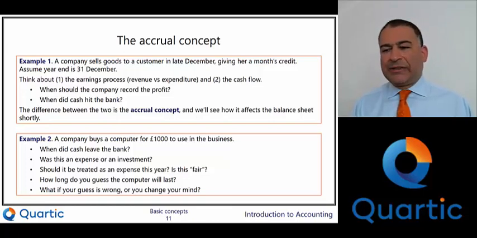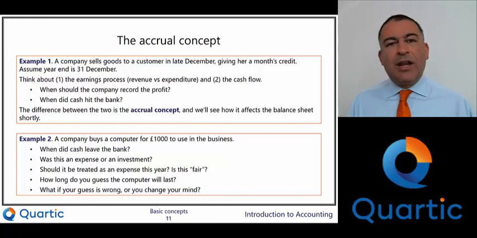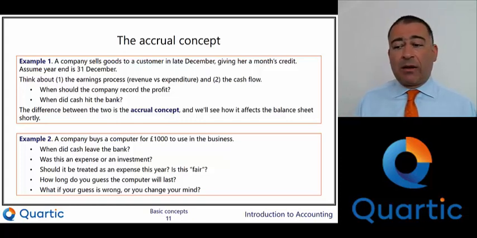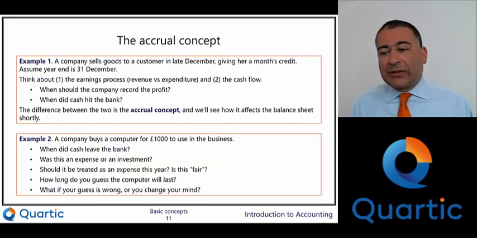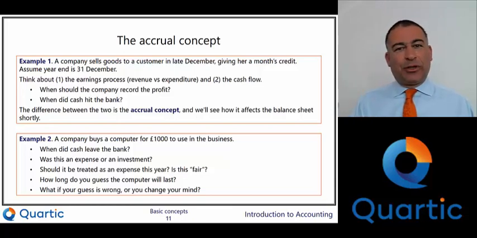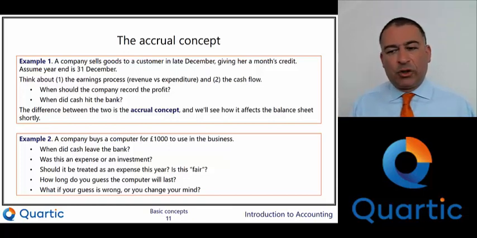Example one: a company sells goods to a customer in late December, we're dealing with a 31st of December year end, giving her a month's credit. So what's happened? The earnings process, has the business genuinely benefited from the sale? Assuming it's a profitable sale, then yes, because the customer has agreed that she's going to make payment. So she has accepted that although she's received the goods now, she hasn't paid yet, but she will pay. And therefore, the profit should be recorded this year.